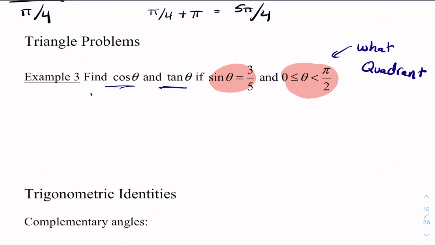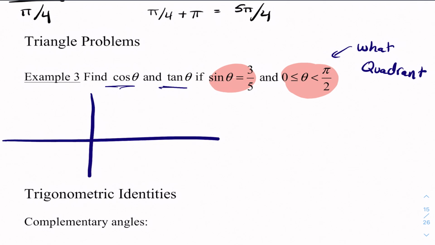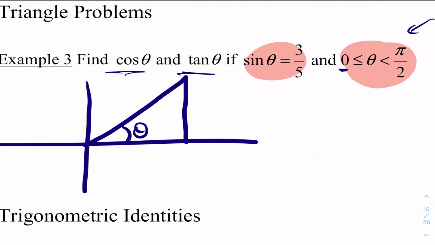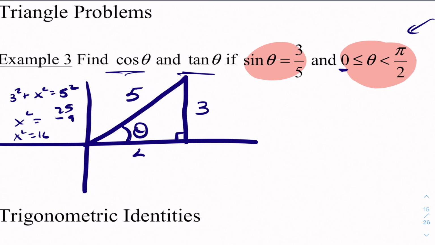So in this case, I will draw an XY coordinate plane. It tells me that it's in the first quadrant because that's where all angles 0 to pi over 2 are. I'm going to mark my base angle to be theta. And now I know sine is opposite over hypotenuse. My missing term is 3 squared plus x squared equals 5 squared, or 25 minus 9 is equal to x squared, which is 16. So x is equal to 4.